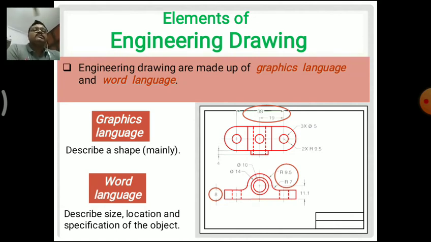These are the basic differences in the elements of engineering drawing, in the graphics language as well as the word language. In the graphics language, we describe only the shape of the designed object, but in the word language we discuss the size, location and specifications of the object. Specifications means that in the graphics we design the color and thickness and any other specification of the object. In the size, we discuss the diameter, radius and length of the object.